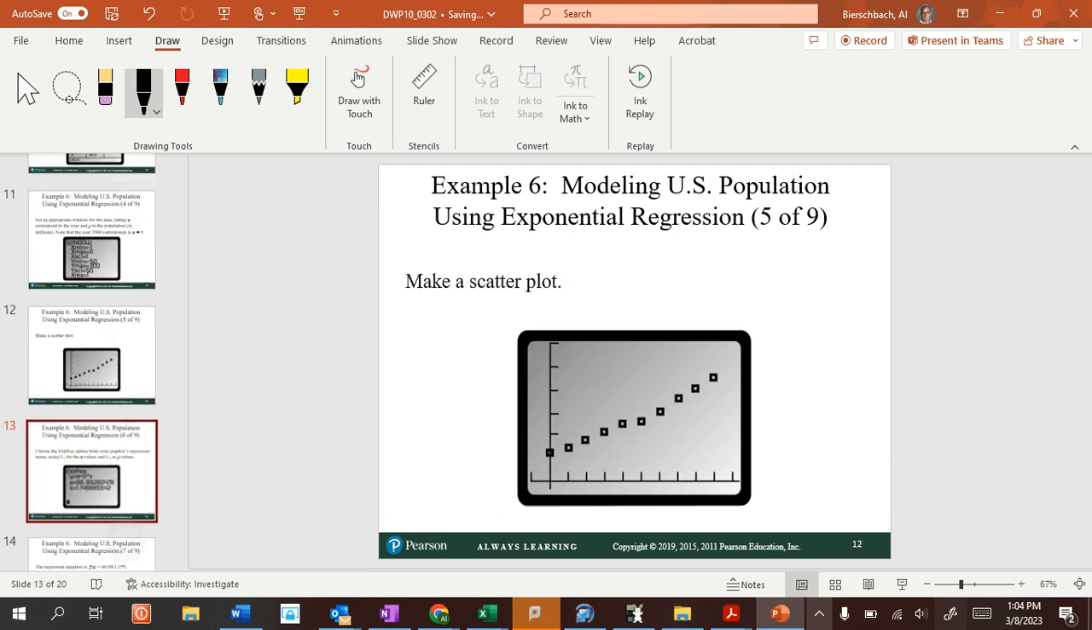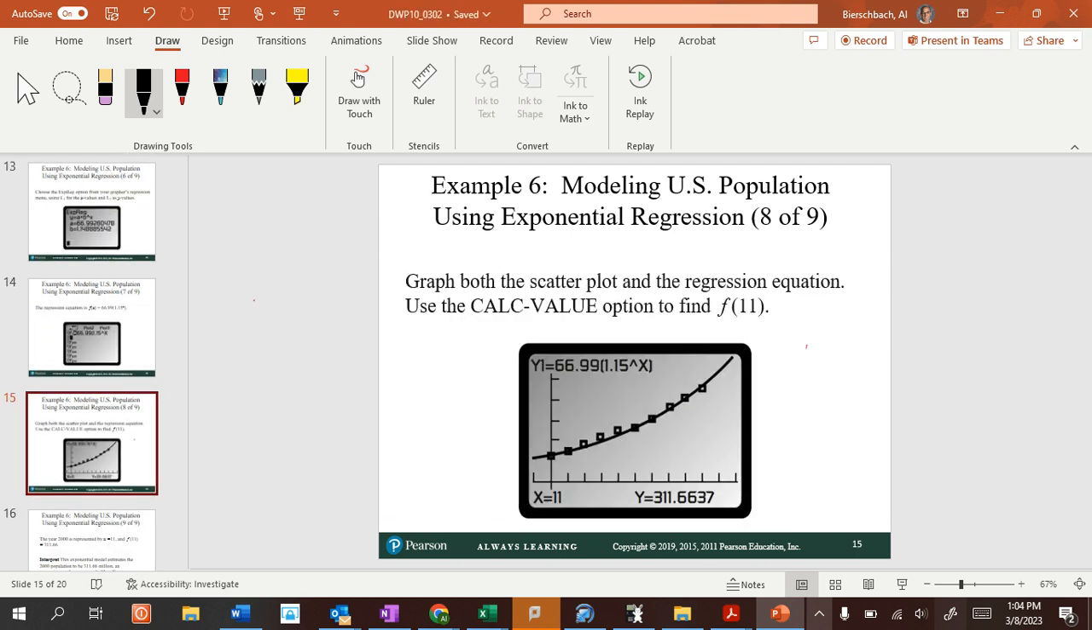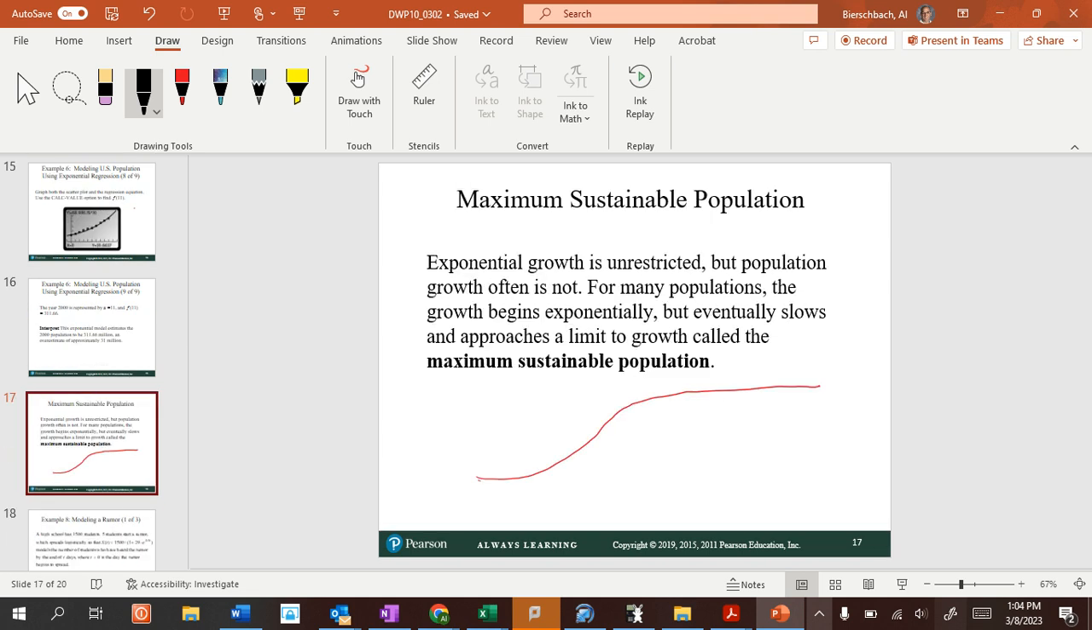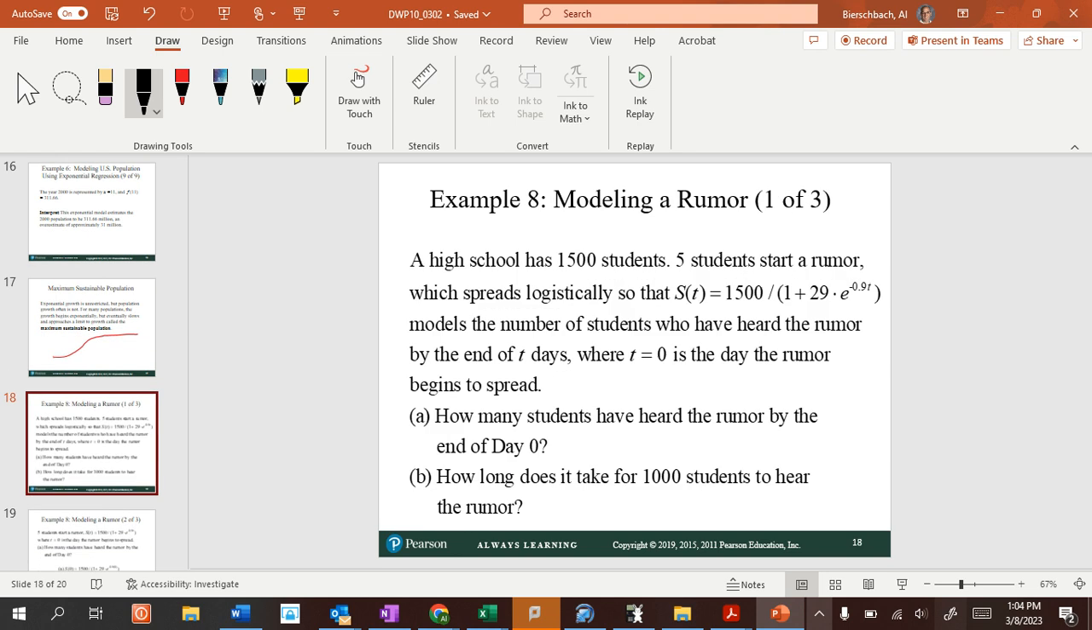So plug everything in, get the equation, model it, and there we were. Okay? All right, the last one that we're going to talk about is maximum sustainable population. A population can't grow exponentially forever. Okay? The earth is only so big. So there's a point where a population flattens out. It can't grow anymore. That's called the maximum sustainable population.